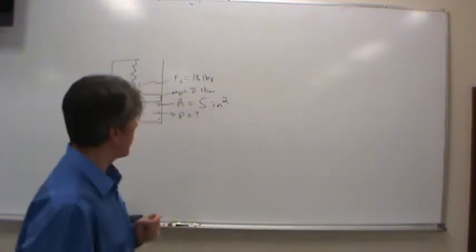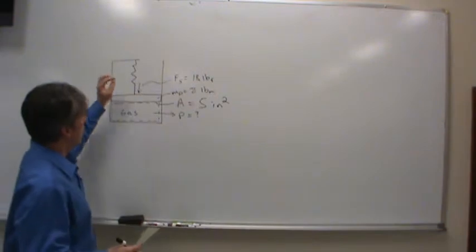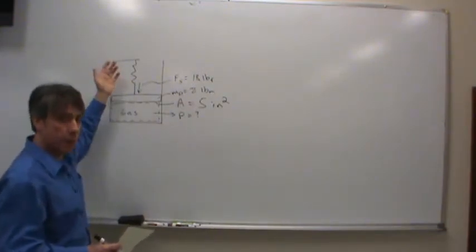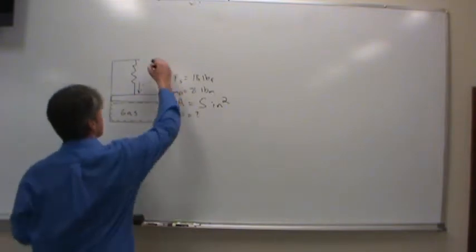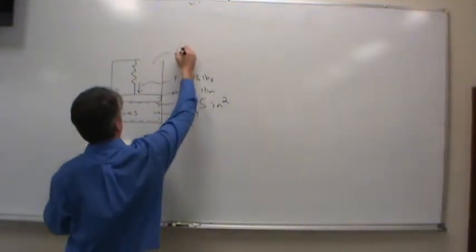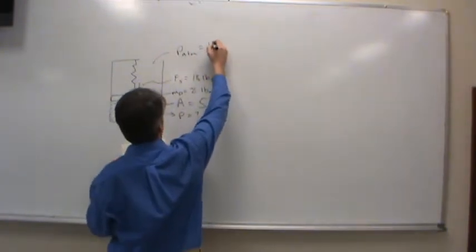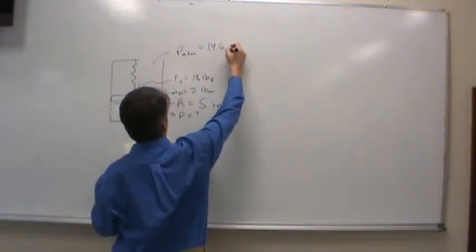Okay, so if you've thought about it, the other item that can apply pressure to the gas is atmospheric pressure. The local atmospheric pressure, P ATM, was given as 14.6 psia.